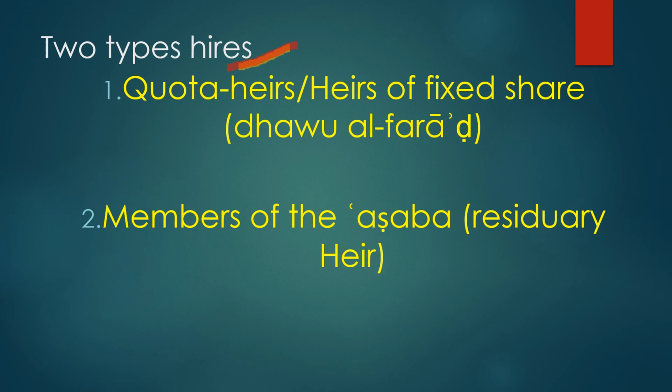So here you have to know there are two types of heirs. One is the heirs of the fixed share, and the second one is the asaba, that is, the residuary heir. It means the persons who have no fixed share, rather they will inherit all the remaining property. So sometimes we may use the term asaba from now onward. You have to understand that is the second type of heirs. It means residuary heir. We can move.